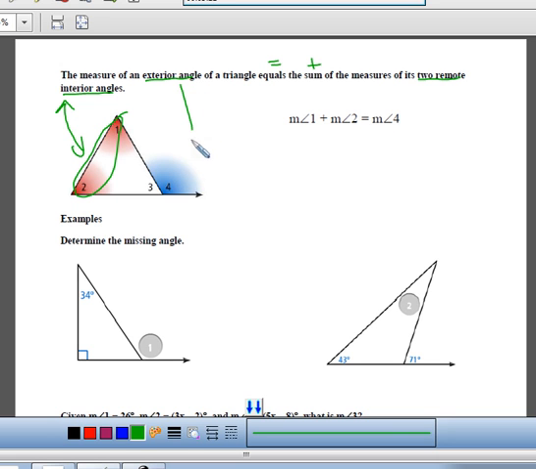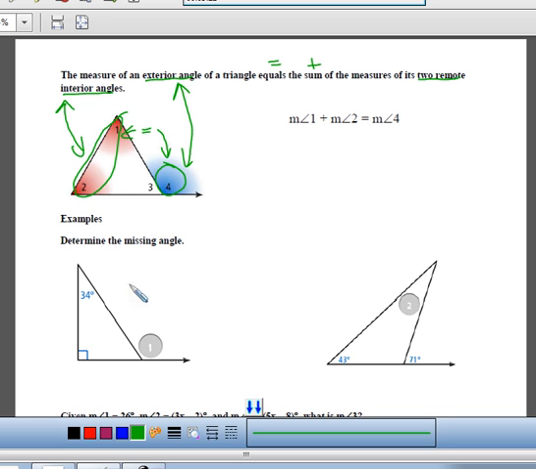4 is the exterior angle. And those are equal. The measures are. The sum of these 2 equals 4. And you should have recognized that from the problem we just did.